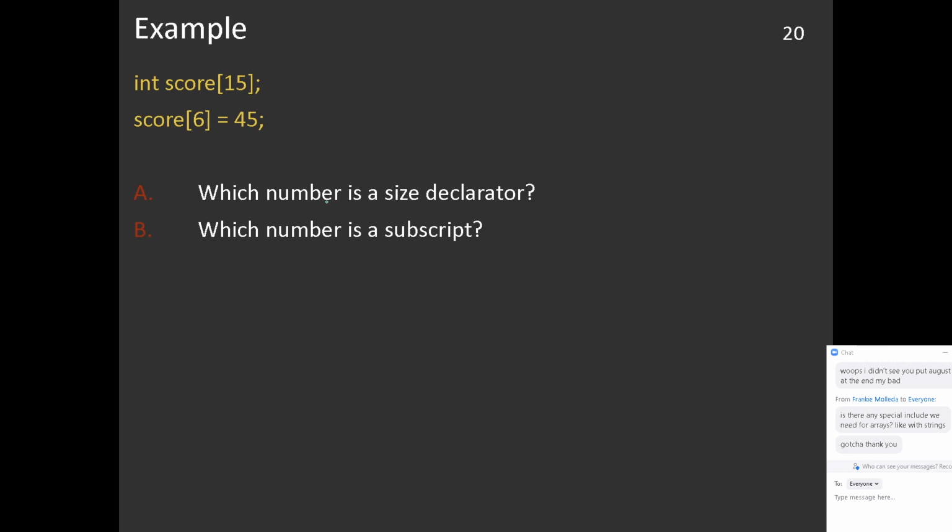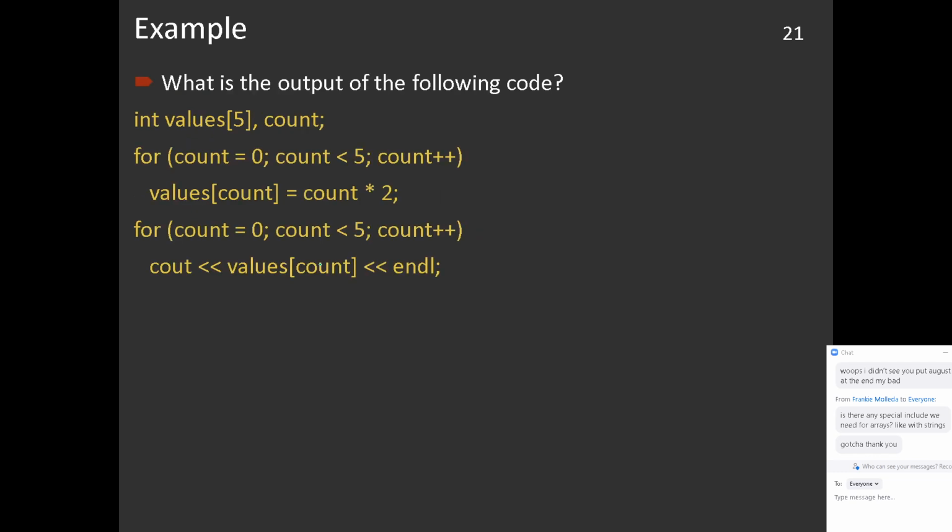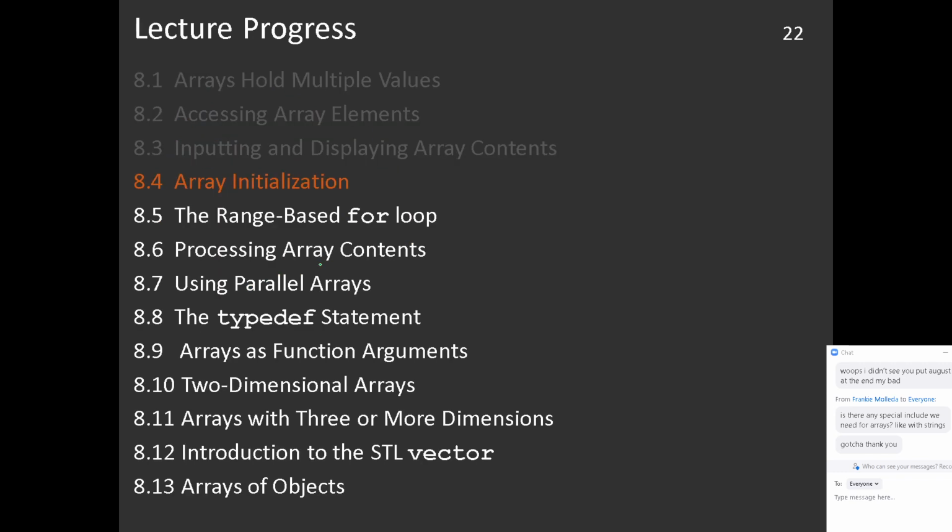So here's another example. Which one of these is a size declarator? When I have int score 15, int score of 6 equals 5. The size declarator is the 15. That's the one that says how big the size of the thing is, as in I'm going to have 15 elements. So score of 6 means I'm accessing the 7th element, and that 6 is the subscript. And I'll let you think about this example here. But I'm going to keep going because I got to get to section 7.